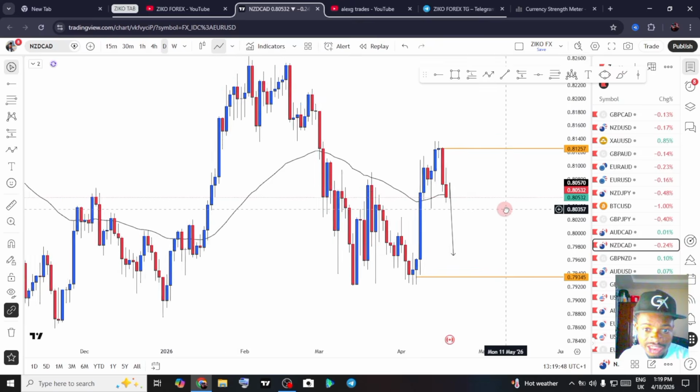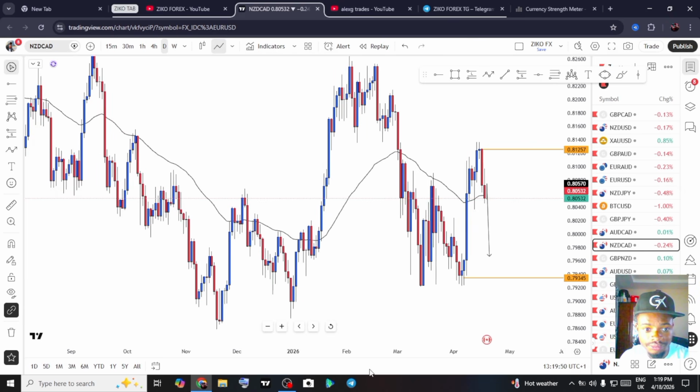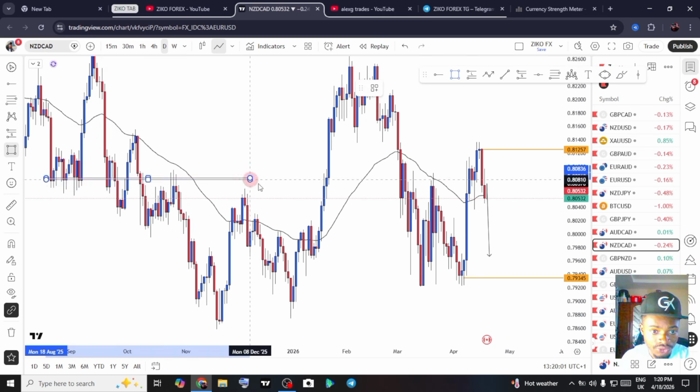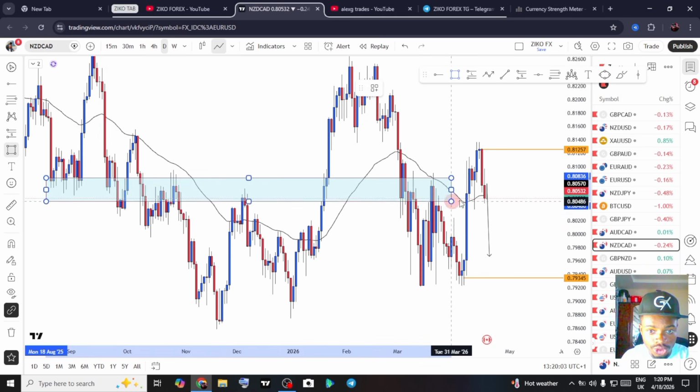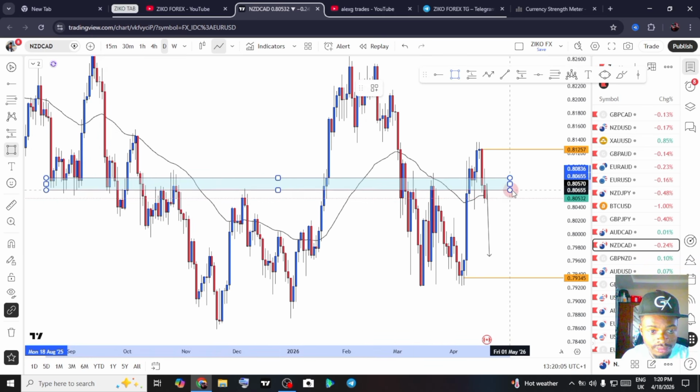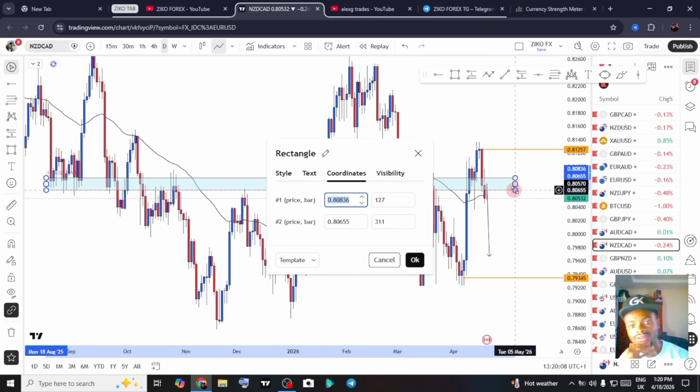Okay, let me at least look for a daily area of interest. Let's start with that first. So let me look at this area right here. As you can see, 3 rejections from this area first of all. Multiple rejections from this area, right? Okay, so now it's not looking that bad anymore.